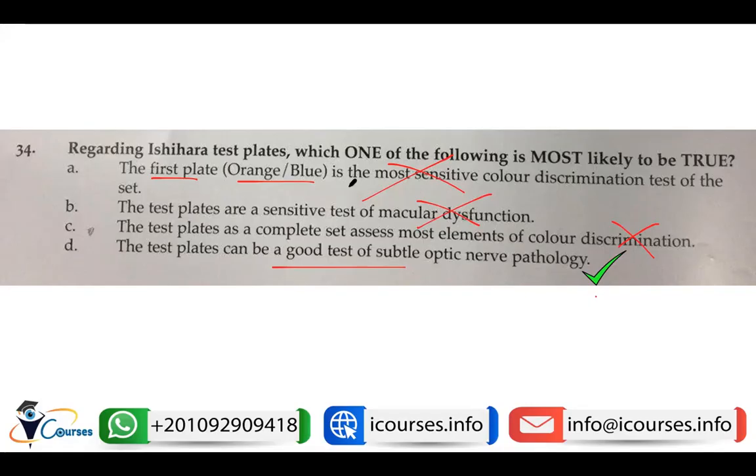This test can be used for subtle optic nerve pathology. This is the correct answer. Actually, the term subtle optic nerve pathology is a broad term, like describing optic nerve disease in general.